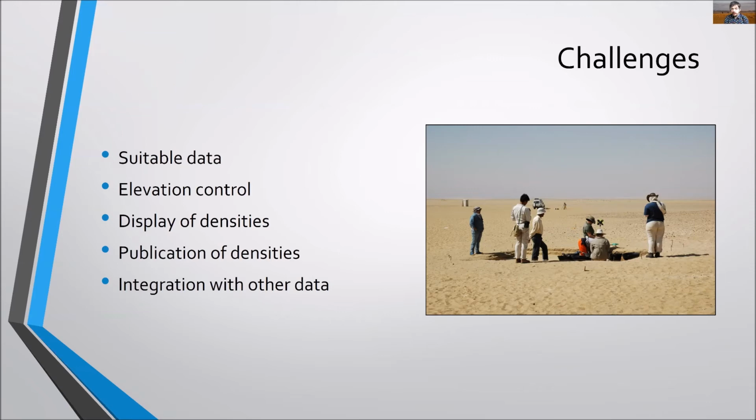Integrating them with other GIS data is also an issue, but this can be solved by either using Blender GIS or exporting the density values to their respective points for display in GIS programs. It's the latter approach that we've applied to the densities of KW01 and KW02 from Kom W.